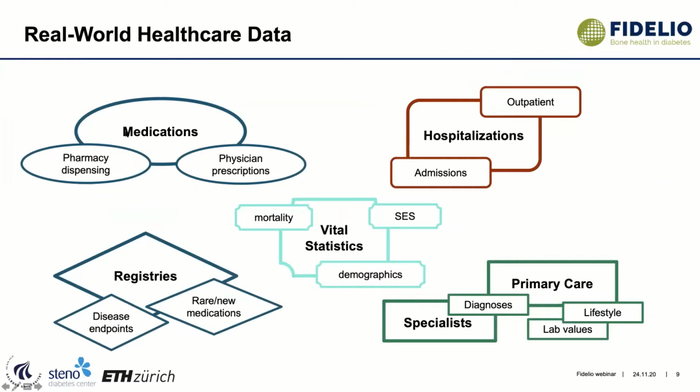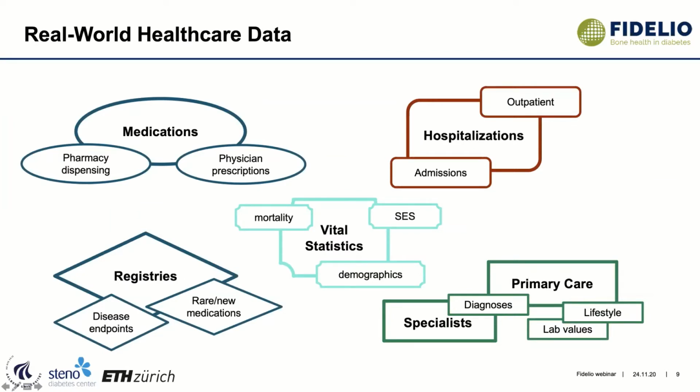So we often have information on medications. This could come from the pharmacy dispensing or even the physician prescription notes. We have information on the hospitalizations, the outpatient and admission data, primary care and specialist information. And as I said, there could be these additional disease or medication specific registries and their vital statistics.